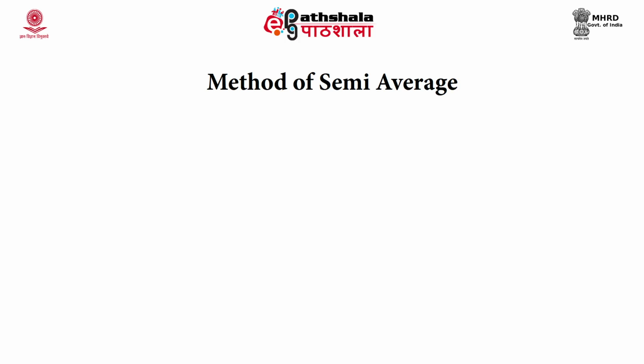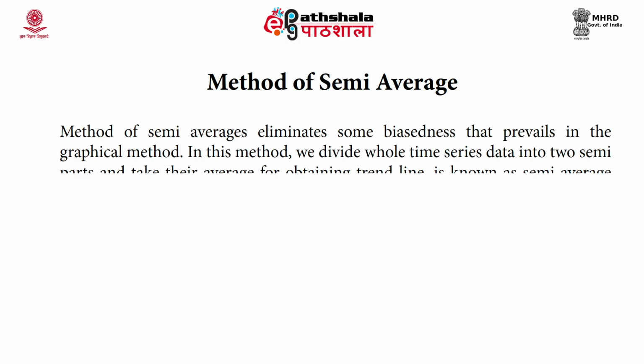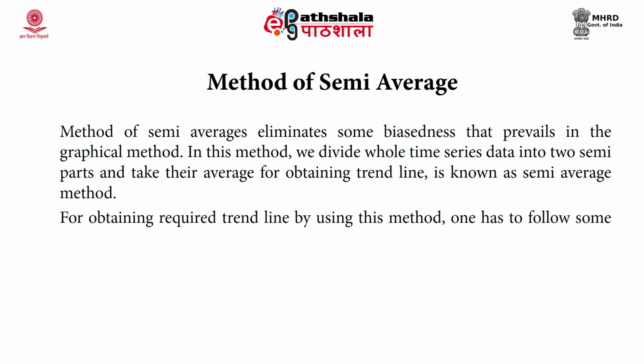Now come to the second method, that is the method of semi averages. The method of semi averages eliminates some biasness that prevails in the graphical method. In this method we divide the whole time series data into two semi parts and take their averages for obtaining the trend line. It is known as the semi average method.